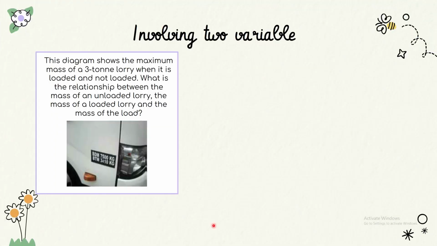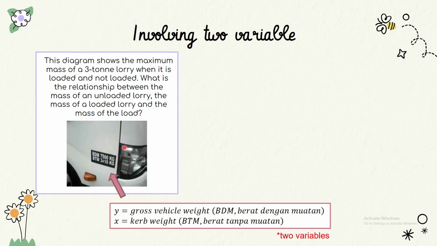Next, this is a question involving two variables. This diagram shows the maximum mass of a 3-ton lorry when it is loaded and not loaded. What is the relationship between the mass of an unloaded lorry, the mass of a loaded lorry, and the mass of the load? This is the maximum mass of this 3-ton lorry. Next, we determine what the variables are in this problem.